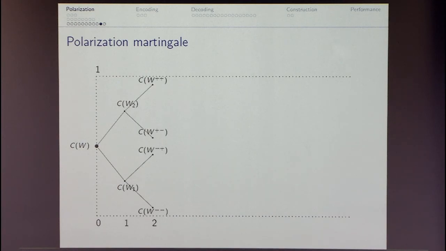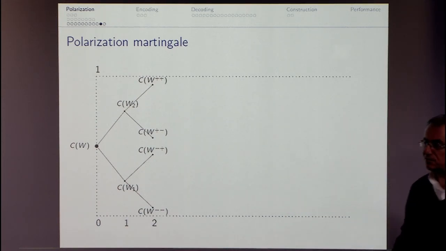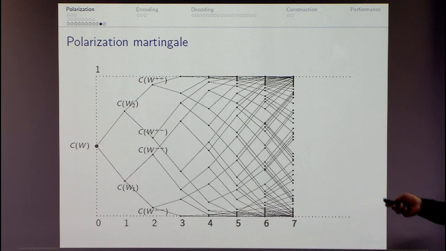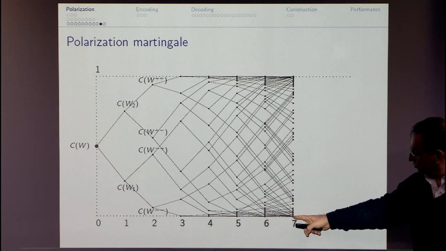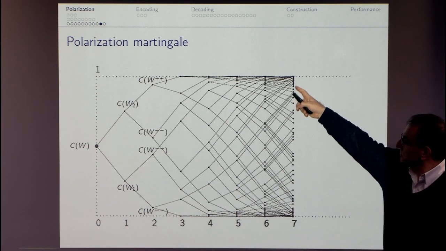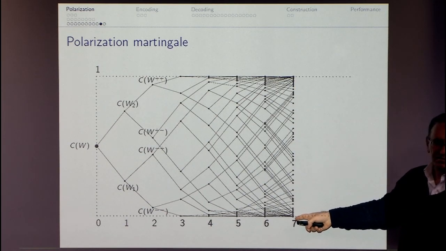So I think this is a good point for me to stop. And next time, I'm going to talk about the martingale for analyzing and proving the polarization. There is a martingale here. This is another way of drawing the same figure. This is size 2 to the 7 construction, 128 nodes in here, and they correspond to the capacities of various channels created.